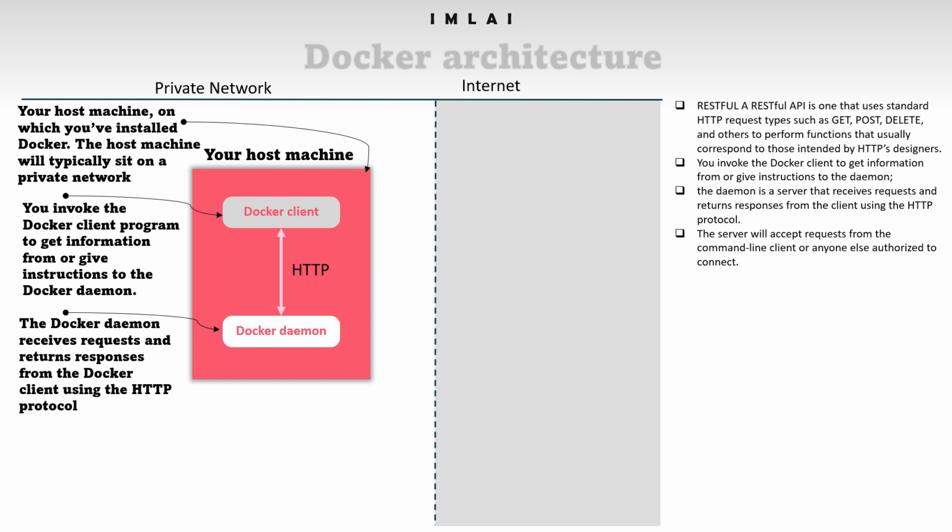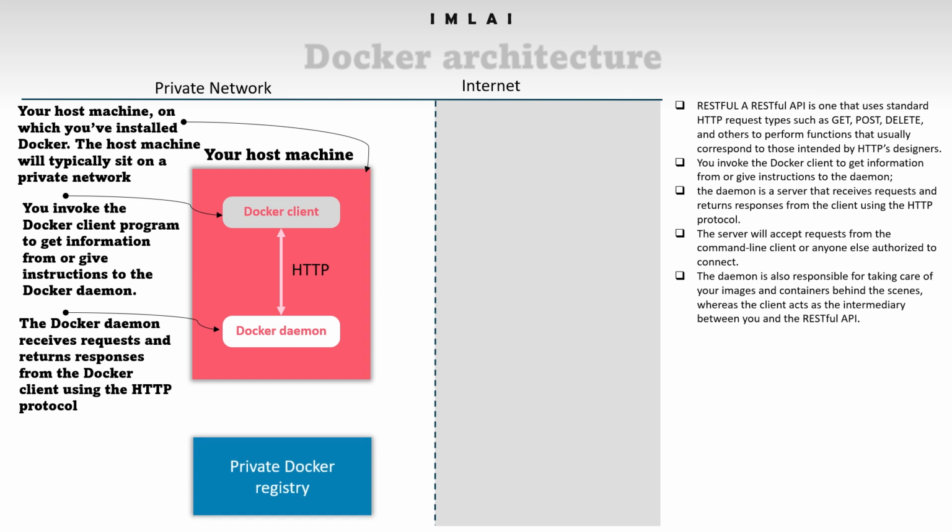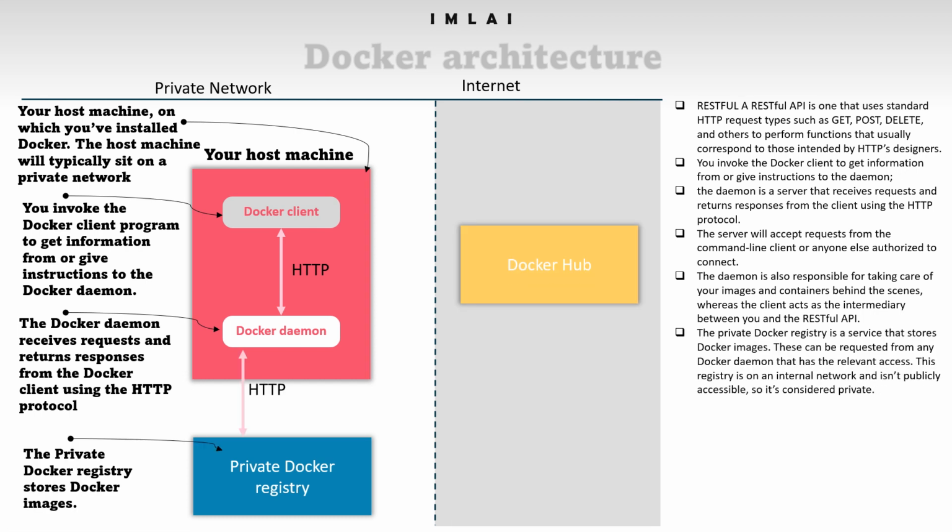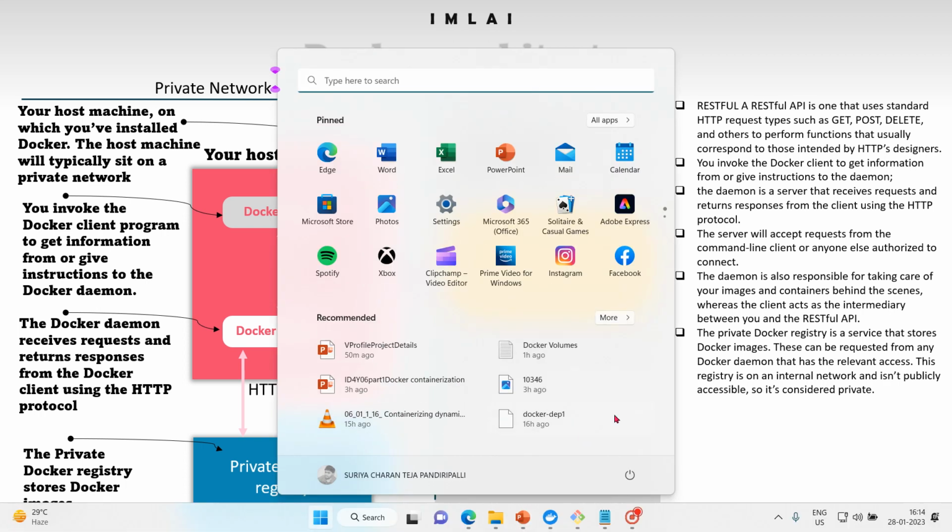So now, to communicate with the external world, to make that exchange possible, we need to have registries. For the daemon, you need to have registries. Either you can create your private Docker registry, or you can go for Docker Hub, a public repository or public registry. Whatever it may be, the connection remains the same through HTTP request and response. So I will show you the private Docker registry first, and then we'll go for the Docker Hub.